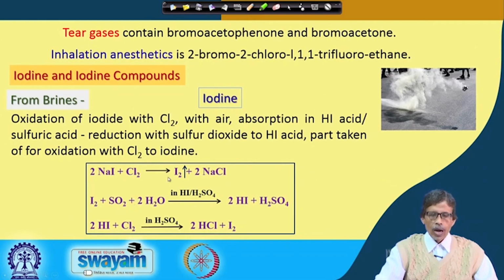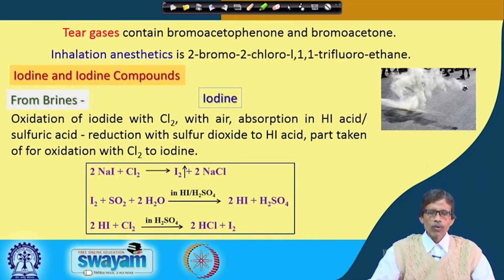Then that particular iodine, with air and absorption in HI, so you have HI and sulfuric acid, put both together, with some amount of air, and you have the corresponding moisture in it. So that particular iodine, with sulfur dioxide, which will be available. Sulfur dioxide is basically the reducing agent, to make I2 into HI again. It is basically a typical purification step.